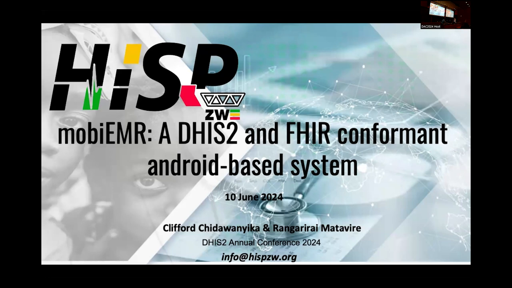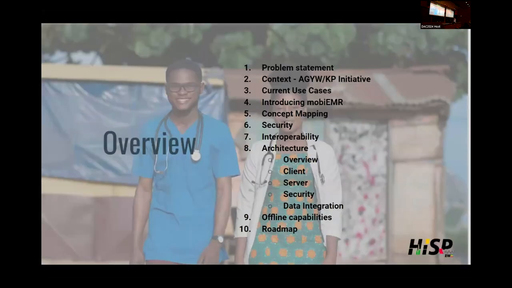Okay, thank you. My name is Ranga. I'm with my colleague Clifford Shidawanyika. We are coming from HISP Zimbabwe, and we're going to present on a system we've been developing on Android, which is conformant to both FHIR and DHIS2. So I think you realize the way that we've used this word conformance in the way that we're going to present. I'll give a brief overview of the problem that we're trying to solve and the context of the work we're doing, the use case that pushed us to develop these apps. Then we introduce the system and get a bit into the technical security and interop architecture. It seems like a lot, but there are more slides than points.